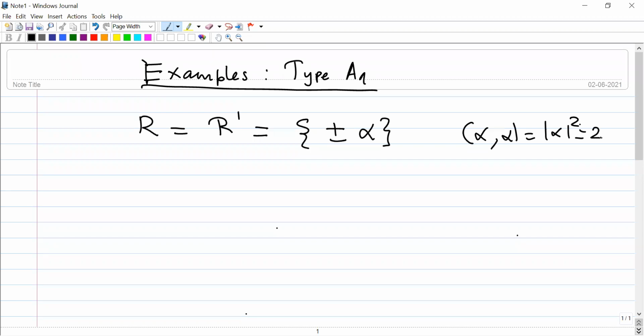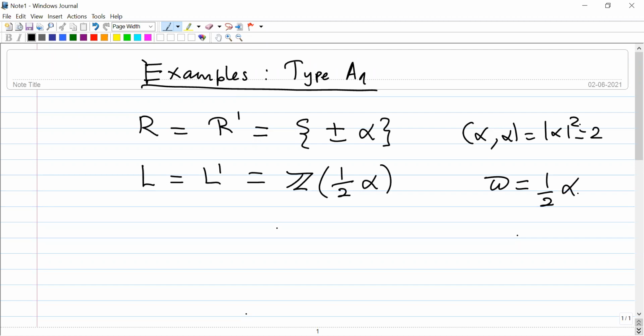So then what will be our lattice? Our lattice L, which is same as L dash, is given by Z of alpha. We can also set this omega to be this of alpha. This is the fundamental weight corresponding to this alpha. Then it is easy to see that the pairing omega alpha will be 1. Okay, I'm using both notations.